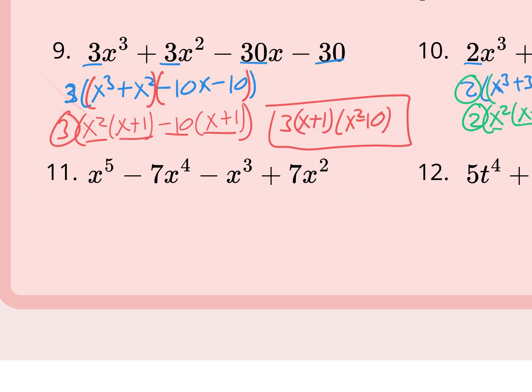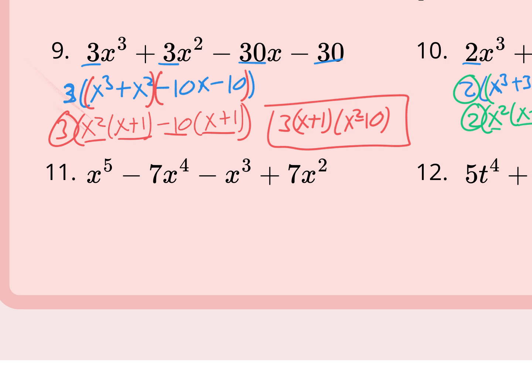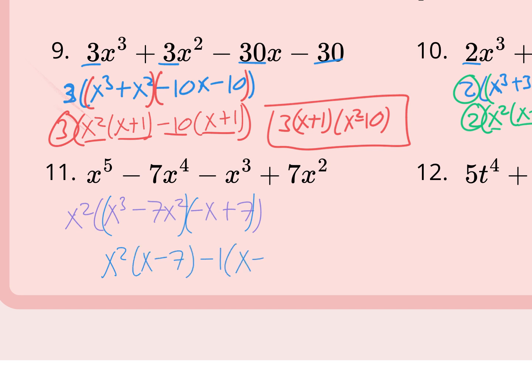All right. This next one, again, GCF between these, I can take out 2 x's. So it's going to be an x squared. I'm left with an x to the 3rd minus 7x squared minus x plus 7. And then again, group the first 2, group the second 2. Between those first 2, I can take out an x squared. I'm left with an x minus 7. In our next group, I can take out a negative 1. And then I'm left with an x minus 7.